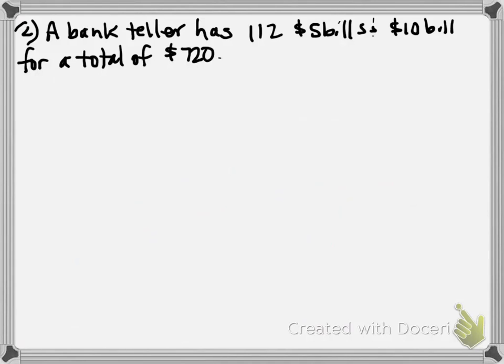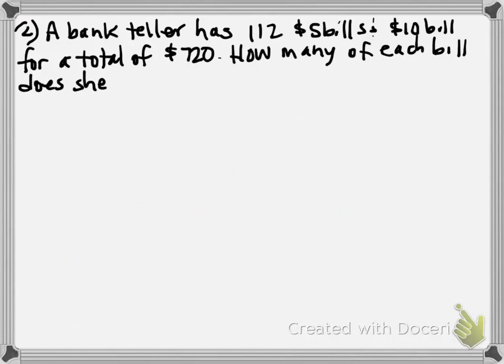Okay. How many of each bill does she have? Now, this one only has two sentences, but packed in one sentence, they talk about a lot of different things. Okay, first off, what are we solving for? How many $5 bills and how many $10 bills? So we've just figured out what our x and y are.